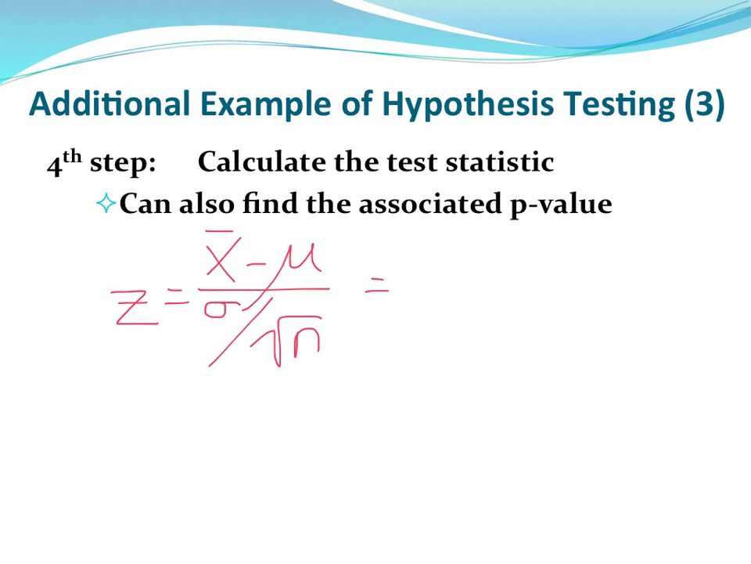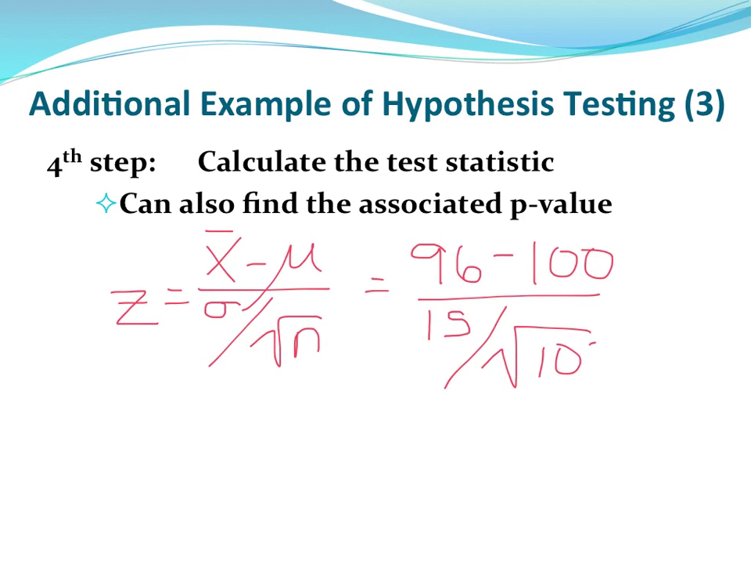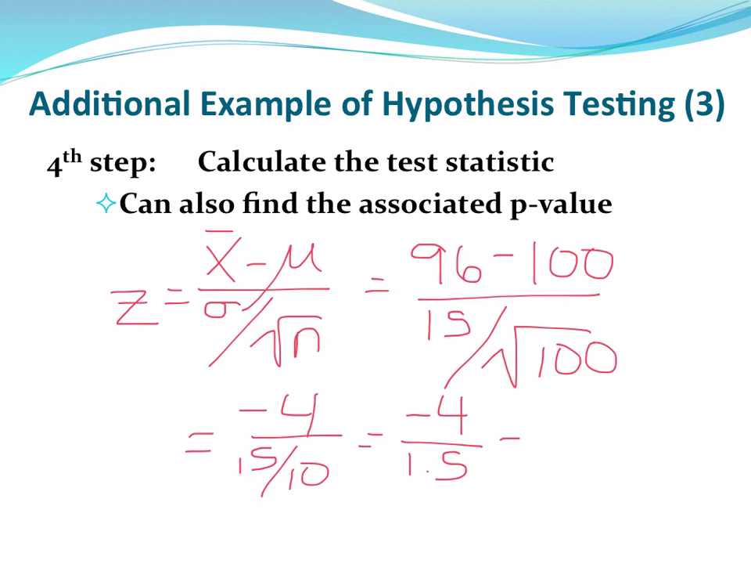In our case, x bar is 96, mu is 100, sigma is 15, and our sample size is 100. This would give us -4 divided by 15 over 10, which would give us -4 over 1.5, which would give us finally our z-statistic of 2.67 rounded to the hundredths place.